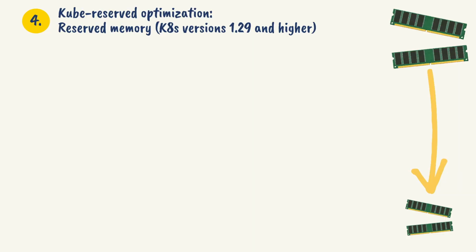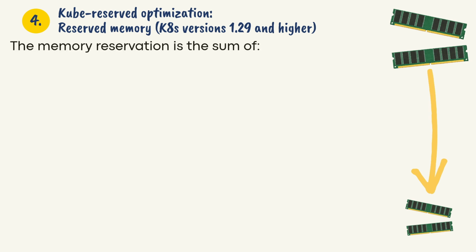Further, let's discuss kube-reserved optimization. As mentioned a little bit earlier, this is a behavioral change introduced for Kubernetes versions 1.29 and higher, meant to optimize the memory reservation in order to allow users to utilize more memory while AKS reserves less memory than before.